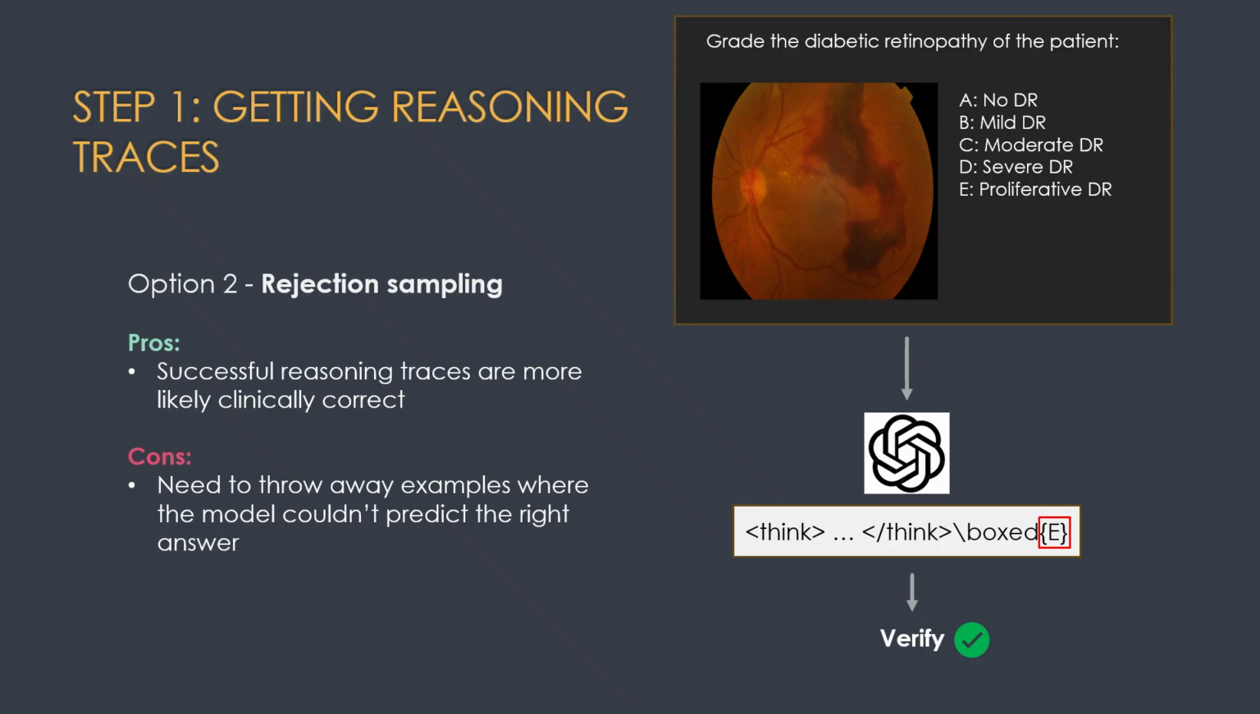The other option is rejection sampling. So the teacher only sees the question, not the answer. In this case, it generates a reasoning trace and the final answer, and we only keep the trace if the final answer is correct. So a nice thing about this approach is the reasoning is much more likely to be clinically valid, although it's not guaranteed, because the model arrived at the right answer on its own. The downside is that for any question the teacher consistently gets wrong, we throw away all those examples.